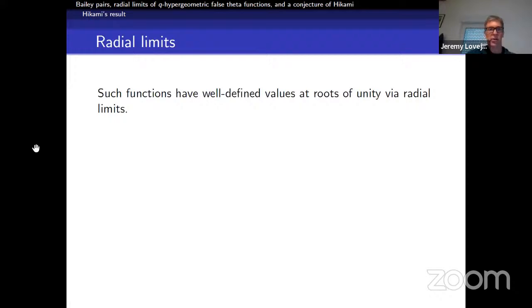So these are not modular, which is unfortunate, but one good thing about functions like this is they have well-defined values at roots of unity via radial limits. I'll say more on this later, but to describe Hikami's results, I'll just leave it at that. So let zeta sub capital N be e to the 2 pi i over N.